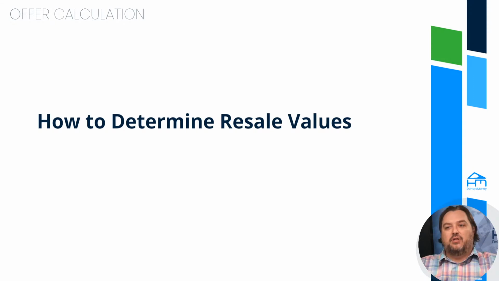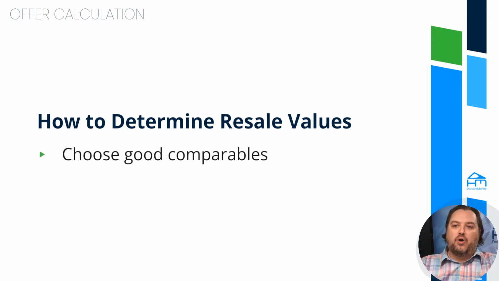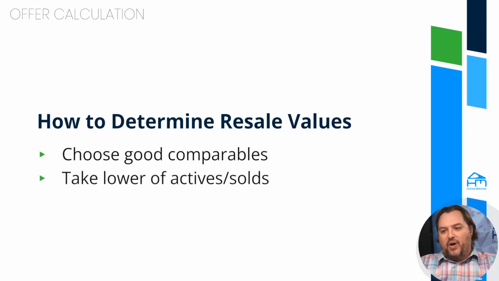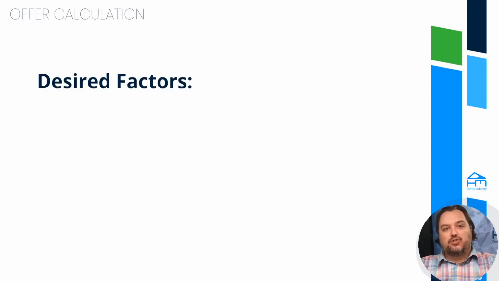You cannot fall in love with your property and think it's going to lead you to the promised land. You need to be critical of it and make sure it passes all those tests before you move forward on a property like that. So one of the things you've got to do is choose good comps. What I say is you've got to take the lower of actives or solds. Actives are homes that are on the market for sale, and solds are homes that have actually closed.